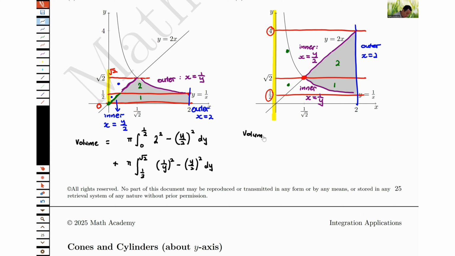And we now write down the volume that we want. Region 1 will be half to root 2. Outer is a vertical line, so you have 2 squared, minus inner. Outer minus inner. And we add it up to region 2. Outer minus inner, squared.